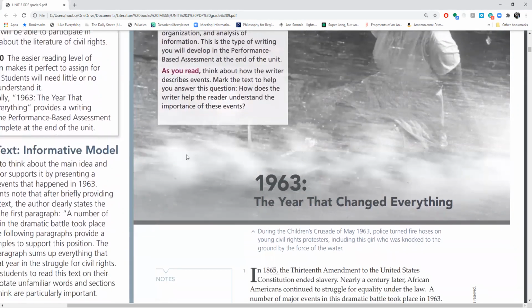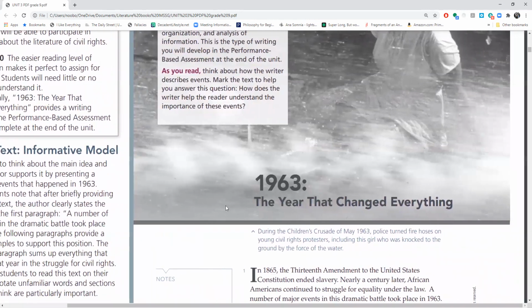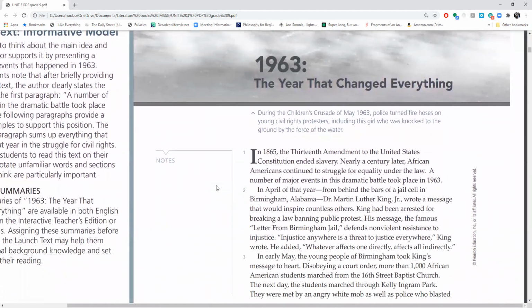So this unit will be about the civil rights movement in the 1960s in America mostly, and it will be informative text. So it will be organizing information and giving you an analysis of the information as well.